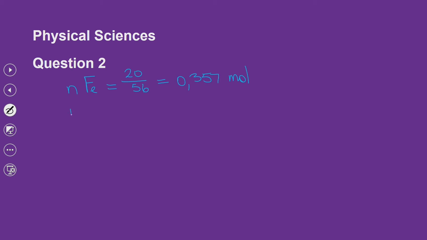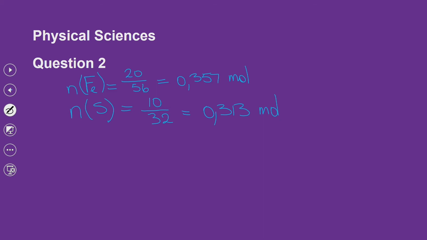If we do the same for our sulfur, the number of mole of sulfur is equal to its mass, which they gave us as 10. The molar mass of sulfur on the periodic table is 32. That gives us 0.313 mole.